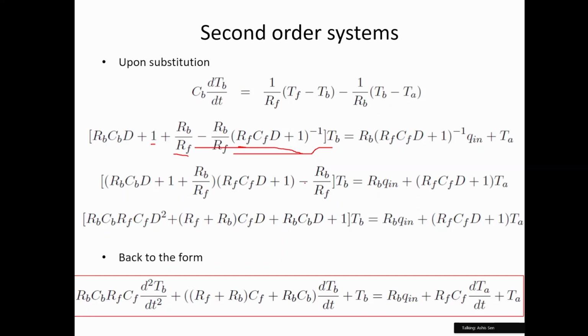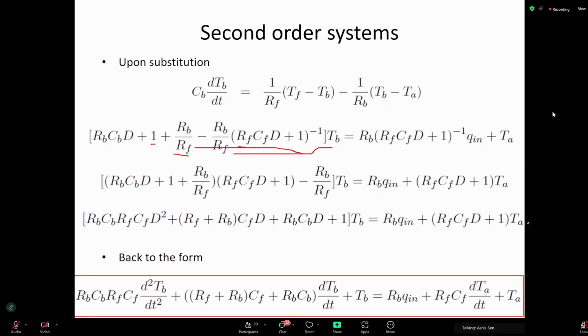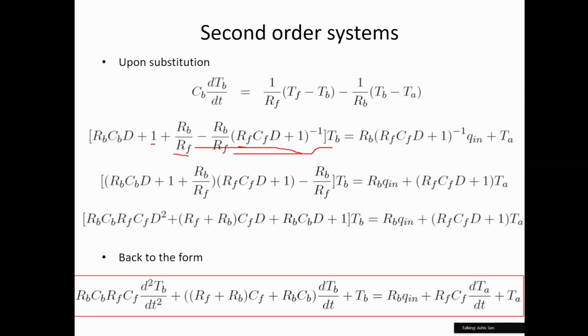Then you do some adjustments, which I'm skipping here. So if you just open the bracket and do the adjustment, you can see that you're going to get this equation. So Rb Cv Rf Cf d square plus (Rf plus Rb) into Cf into d plus Rb Cb into d plus 1, Tb is (Rb Qn plus (Rf Cf d plus 1) into Ta). So now this d you write as d square by dt square. So you have Rb Cv Rf Cf d square Tb over dt square plus (Rf plus Rb) into Cf plus Rb Cb into dTb over dt plus Tb is whatever you see on the right side. You have Rb into Qin plus Rf Cf dTa over dt plus Ta. So basically we have to solve for Tb.